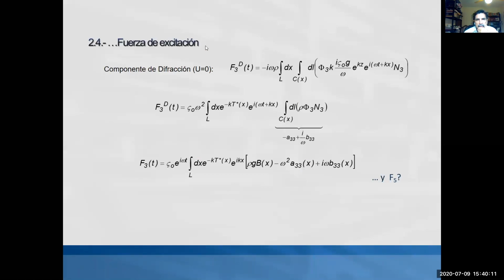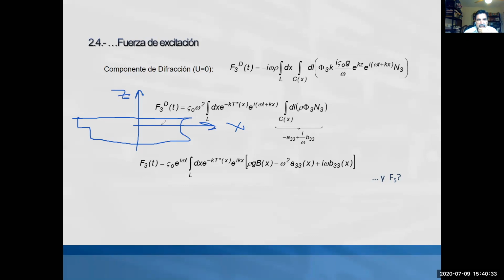So, okay, let me draw in a different color. Let's go blue. This is the ship. This is my X, and in the vertical direction, this is Z. We're taking a dx, from here to there. So this is this force in the Z direction.